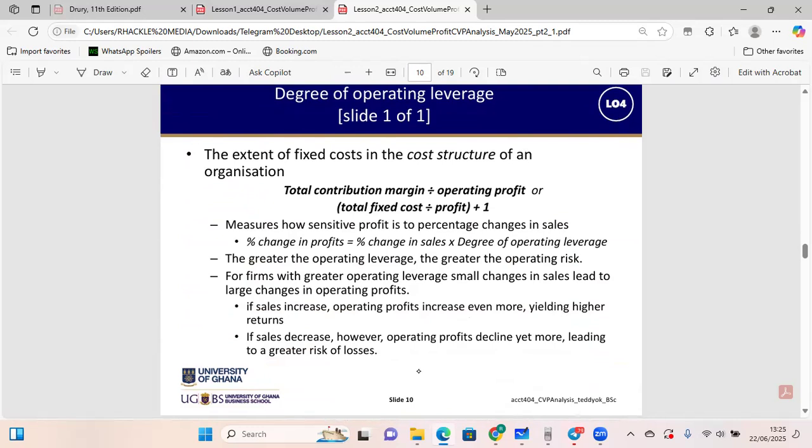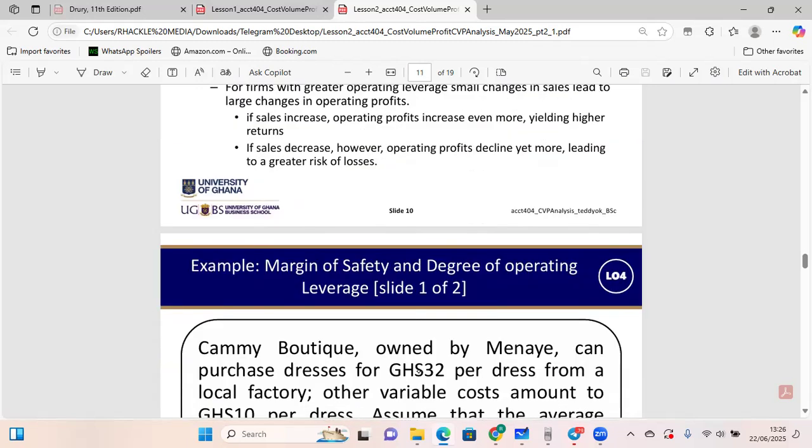The greater the operating leverage, the greater the operating risk, as I said earlier. If you have a higher operating leverage, it means you are closer to break even. But when you have a lower operating leverage, you are far away from break even. For firms with greater operating leverage, small changes in sales lead to large changes in operating profit. If sales increase, profits increase even more, yielding higher returns. If sales decrease, however, profits decline yet more, leading to greater risk of losses, right?